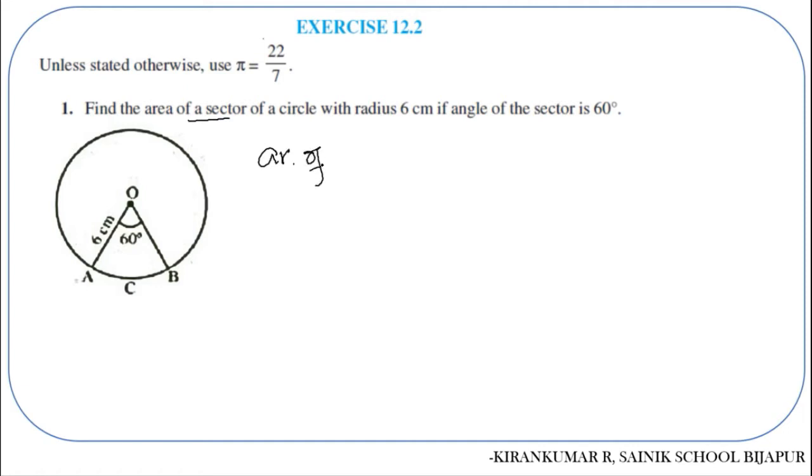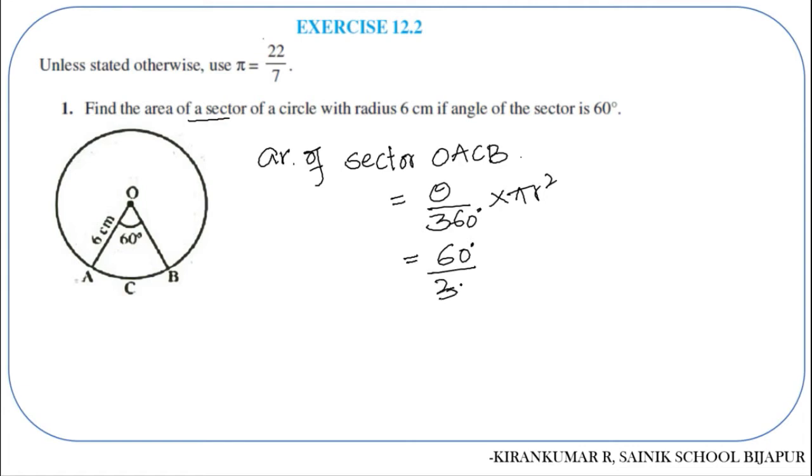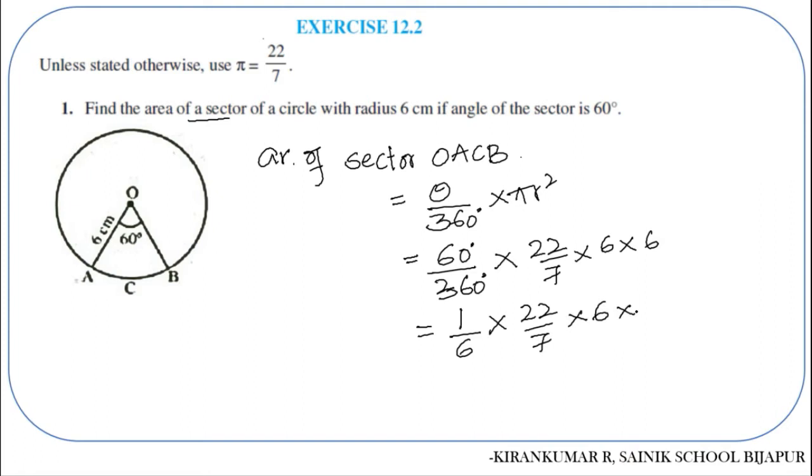Area of sector OACB we will find. This will be equal to the angle upon 360 degree multiplied with pi r square. Here the angle inclined is 60 degree upon 360 multiplied with 22 by 7, and they have mentioned that 6 centimeter is the radius. We can further simplify 60 and 360; on simplification, it becomes 1 upon 6. 22 by 7 multiplied with 6 into 6.